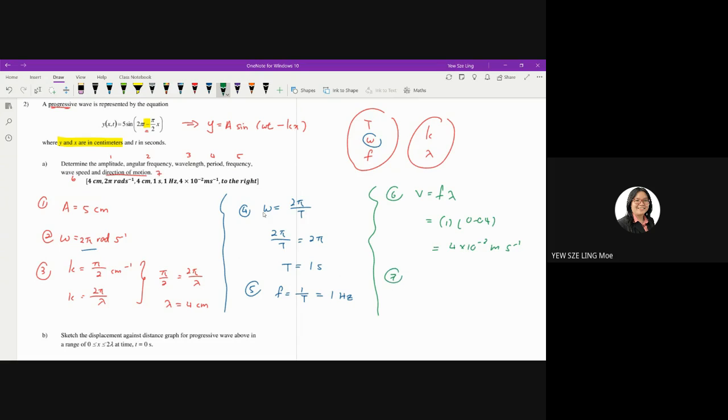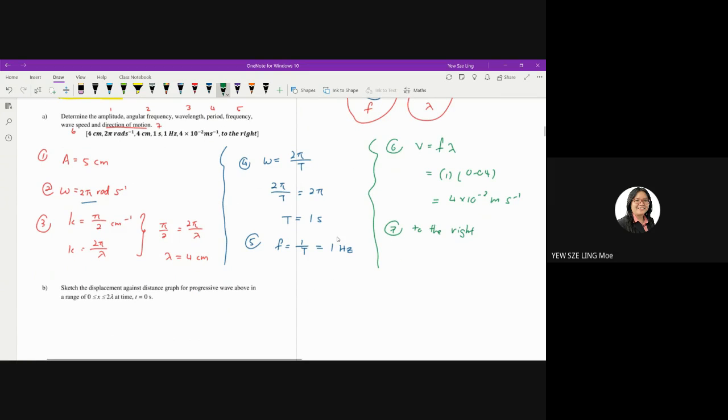Question number 6, direction. Direction is going to the right because now you have a negative in the equations. So negative sign means going to the right. Positive sign means it's moving to the left. So that is question A. Very simple questions. Again, you can solve it by comparison.